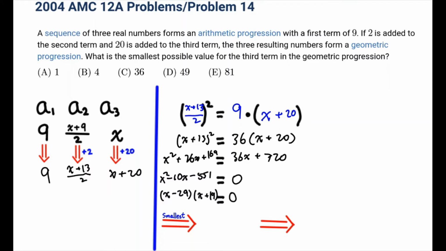Now, since we are looking for the smallest term in the geometric sequence, that means that x has to be as small as possible. So that means that x is equal to minus 19. By putting that into here, then we'll get that a3 is equal to minus 19 plus 20, which is equal to 1, which is going to be A. And there you go.